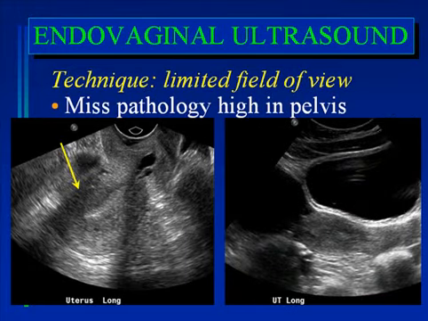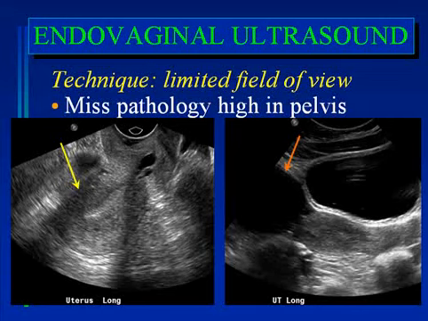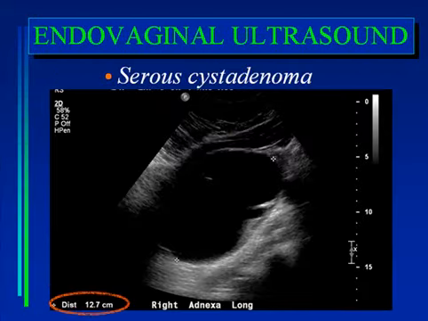However, the transabdominal ultrasound shows a very large mass superior to the uterus, with the uterus being here and the urinary bladder being here. In fact, this mass is so large that it measures 12.7 centimeters, and yet it could not be imaged at all by endovaginal ultrasound because it was beyond the field of view.